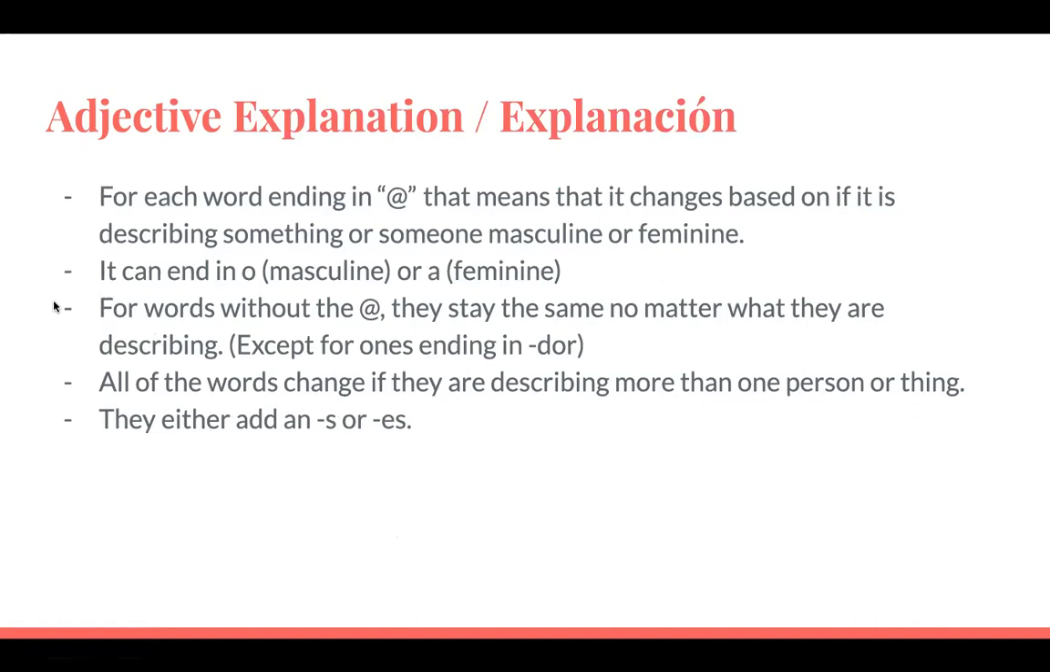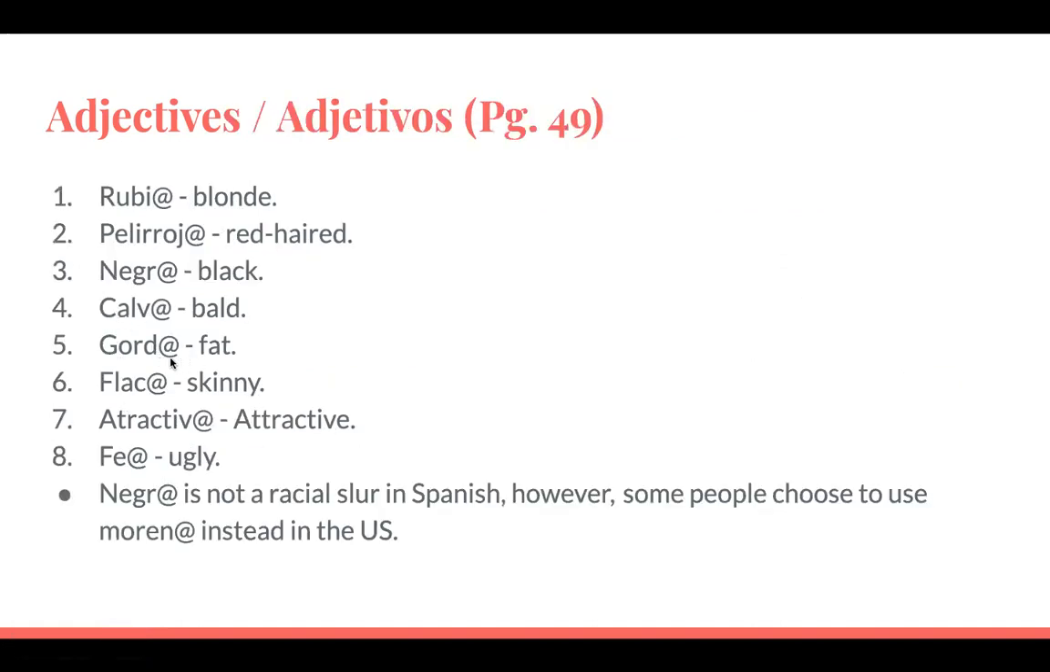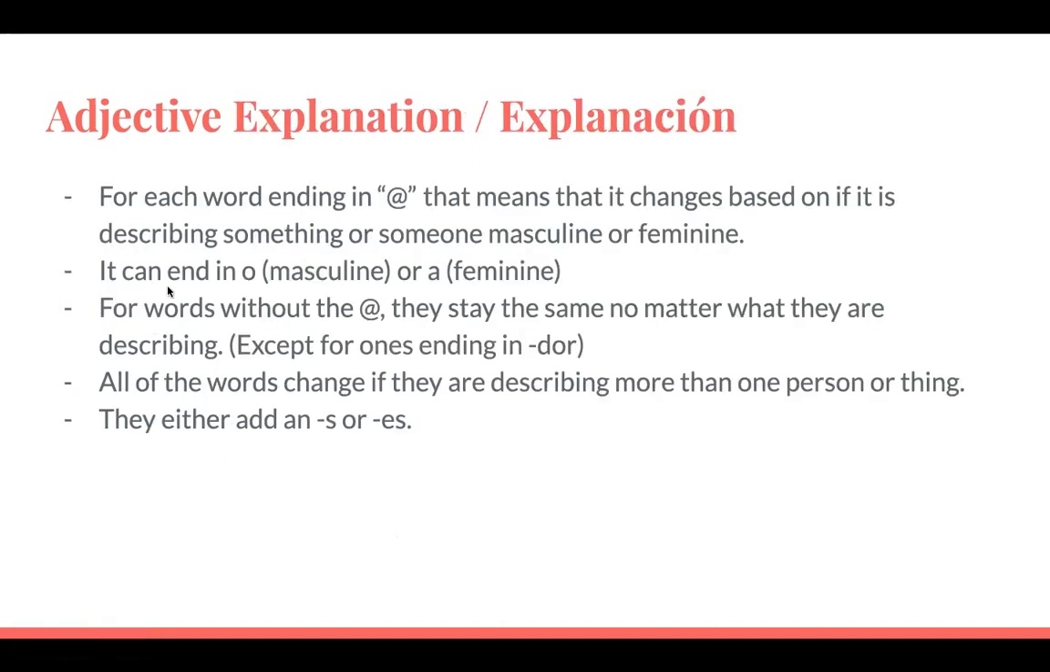And then I wanted to add in a little bit of an explanation here. So I think that you probably heard me say it, but for each word ending in like the at sign, that means that it changes based on if it's describing something or someone masculine or feminine. So an example is like gordo or gorda. So it either ends in an O or an A, depending on if it's describing something or someone masculine or feminine. And then for words without the at sign, they stay the same no matter what they're describing, except for the ones that end in dor.